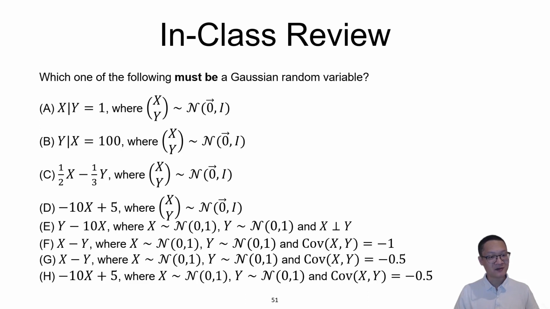Which one of the following must be a Gaussian random variable? I think there are a lot of choices here, so 3 minutes.